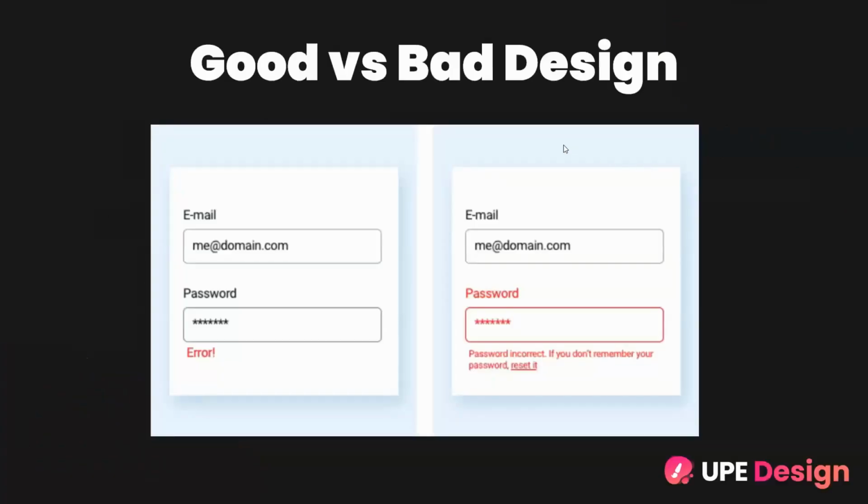All right, so let's play a little game here. This is called good versus bad, also known as you versus the designs you told you not to worry about. On the left side, you can see a sign-in form. And on the right side, you also see a sign-in form. There is one issue on the left side that makes it a bad UX design practice compared to the right side, and that is the incorrect password. If you have an error, it's very important for the user to see it and for you to be explicit about it.